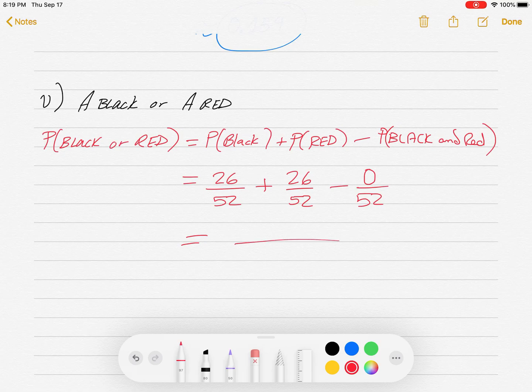So you're going to have a common denominator of 52, and you're going to take 26 plus 26 minus 0. It's going to give you 52 out of 52, which is exactly 1. So 1 also means 100%. So you're guaranteed to either get a black card or a red card, right? If you draw a card randomly, you're guaranteed to get a black or a red. So 100% chance there. All right, I think we'll quit with this, and we'll pick up in another video.